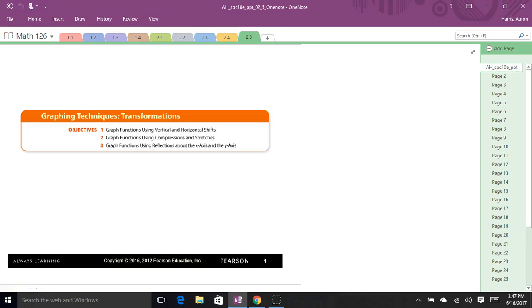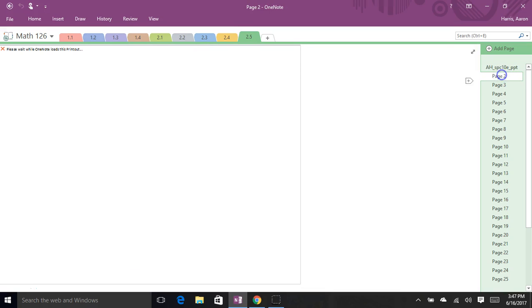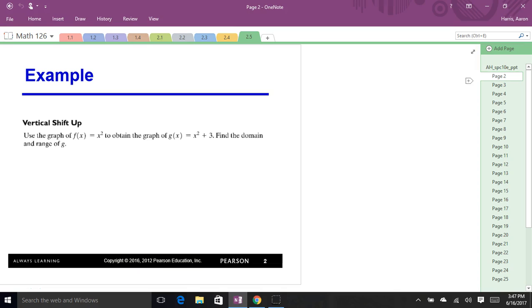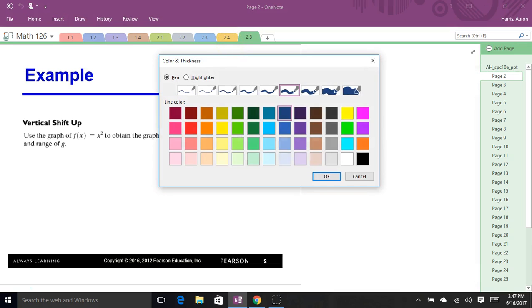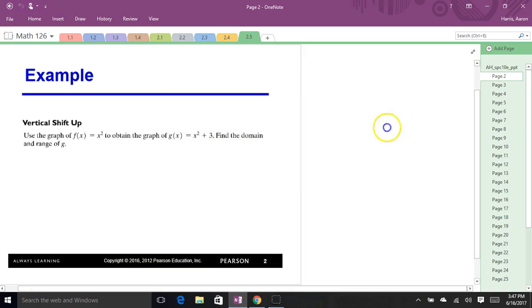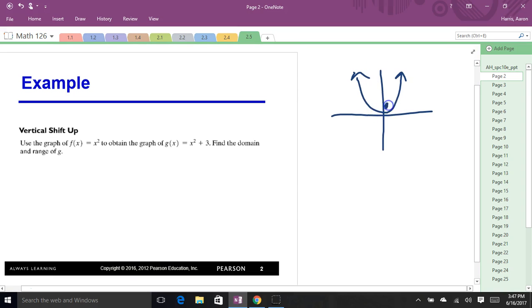Today's section 2.5, graphing techniques, transformations. There's our objectives there. Let's start off with an example. We've got the old classic f of x equals x squared. So if you were to graph the old classic y equals x squared, as we've talked about before, it's going through the point 0, 0. There's your y equals x squared.